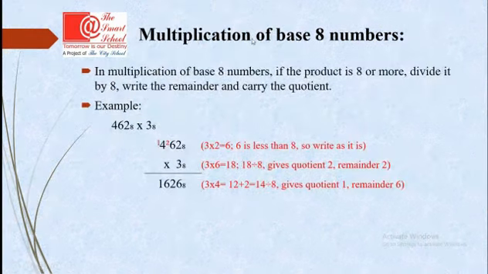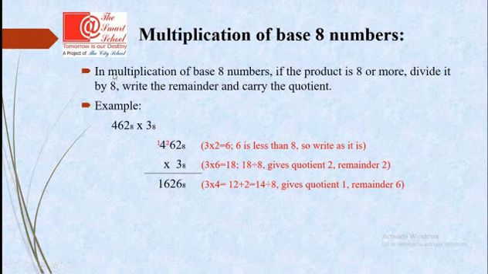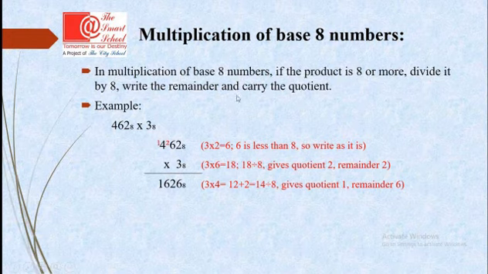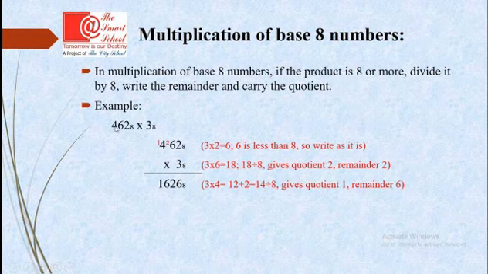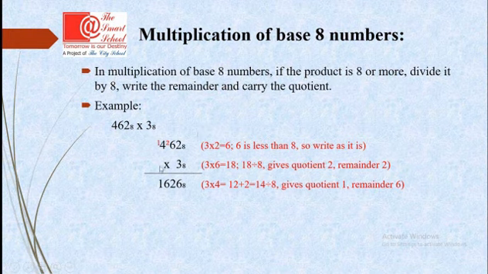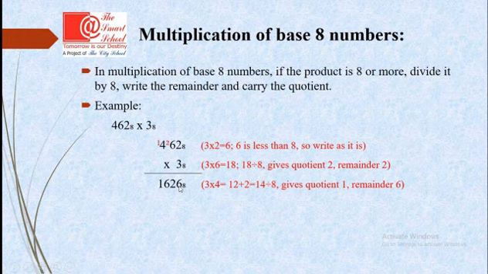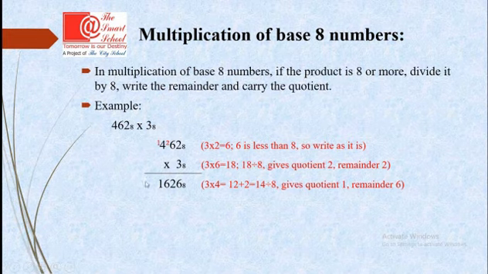Now multiplication of base 8 numbers. In multiplication of base 8 numbers, if the product is 8 or more, divide by 8, write the remainder and carry the quotient. The example is 462 base 8 multiplied by 3 base 8. Arrange these in vertical order. Then 3 multiplied by 2 is 6 and 6 is lesser than 8, so there is no need to divide it by 8.